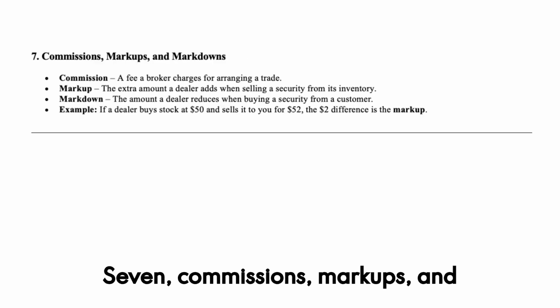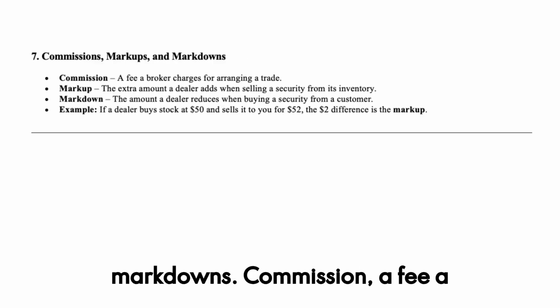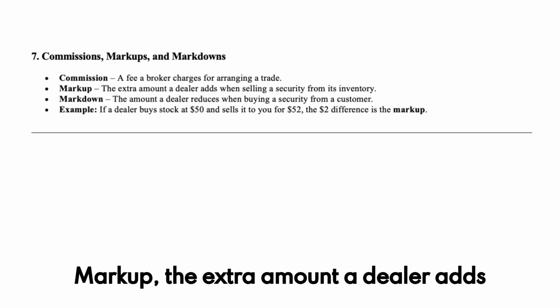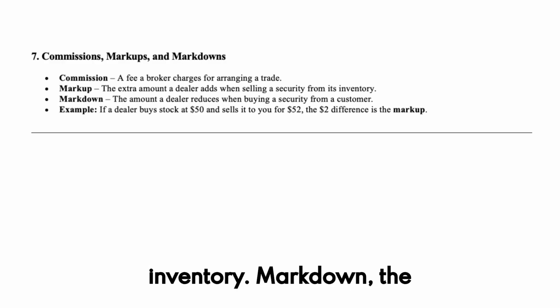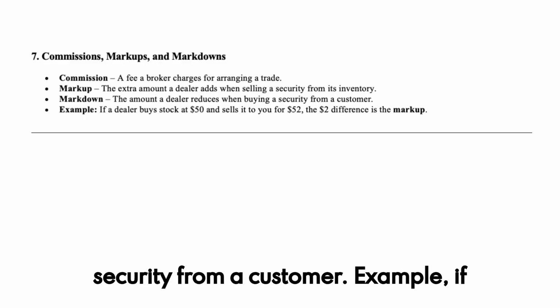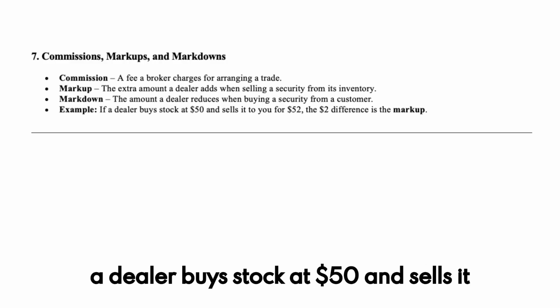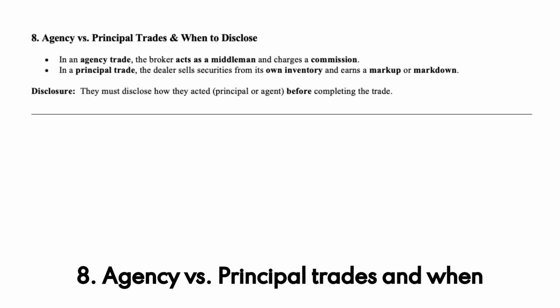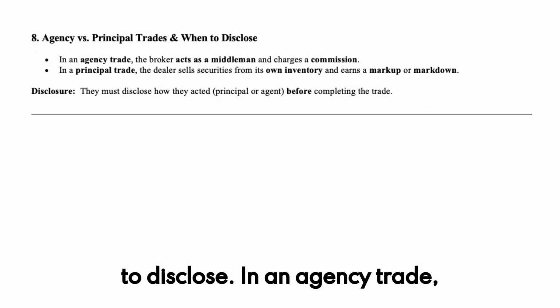7. Commissions, markups, and markdowns. Commission: a fee a broker charges for arranging a trade. Markup: the extra amount a dealer adds when selling a security from its inventory. Markdown: the amount a dealer reduces when buying a security from a customer. Example, if a dealer buys stock at $50 and sells it to you for $52, the $2 difference is the markup.